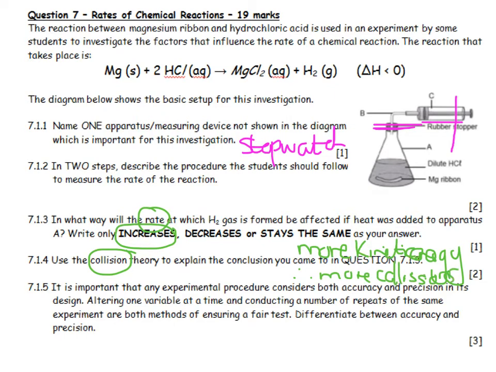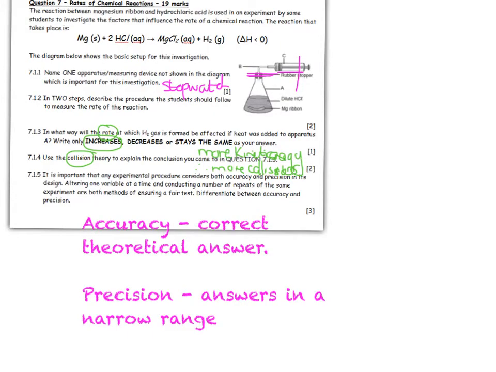The next one: it is important that any experimental procedure has both accuracy and precision in its design. Altering one variable at a time and conducting a number of repeats of the same experiment are both methods of ensuring a fair test. Differentiate between accuracy and precision. This is just bookwork again. So, accuracy is when you get close to the correct theoretical answer, whilst precision is when your answers come out in a narrow range.